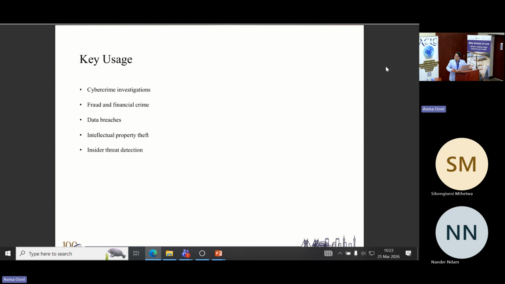Now, if we talk about the key uses, definitely cyber crime investigations, frauds and financial crime, data breaches, and IP theft. Our earlier speakers spoke about it, but this is only one part. Then we have insider threats, because in finance, insider trading is taken as a crime. And actually this is a crime, as we will see when we come to the example.